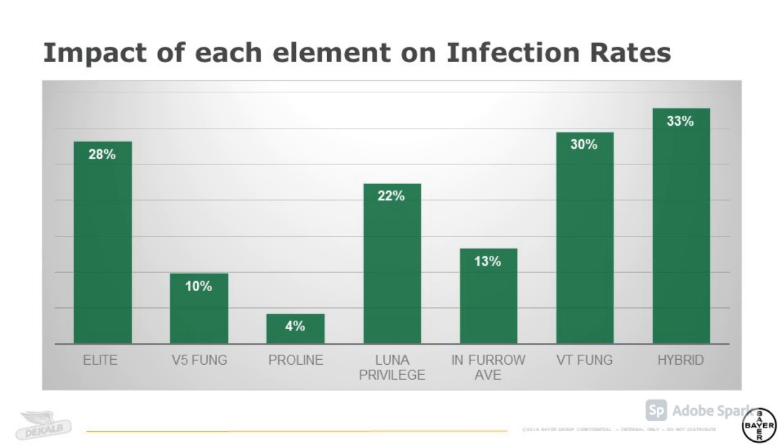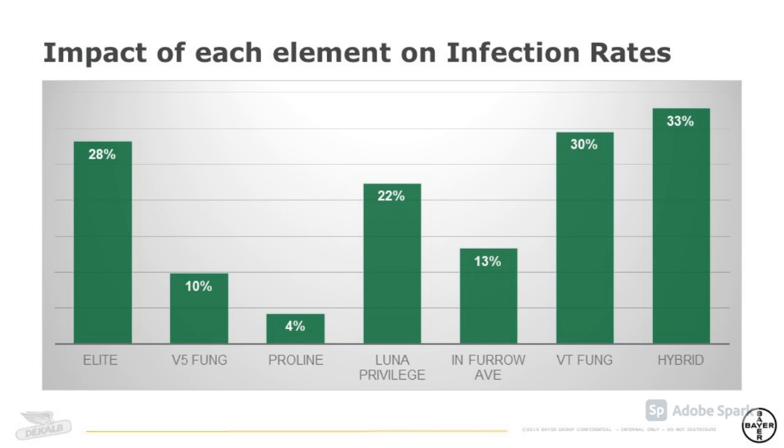If we compare the basic seed treatment versus Elite seed treatment, Elite had a 28% reduction in the infection rate over basic. Now that's not the difference between the two, that's the reduction. V5 fungicide application showed a 10% reduction in the amount of infected plants. The ProLine and Luna Privilege data is a little bit head-scratching to me because it doesn't align with what we saw in the yield data.